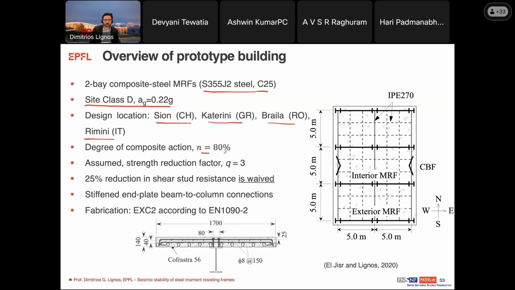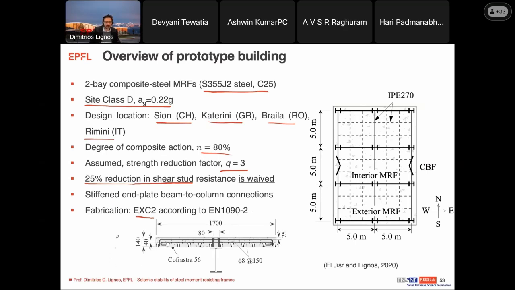The degree of composite action was 80%, not 100%. We assumed a strength reduction factor of 3. We waived the 25% reduction in the shear stud resistance because we wanted to see if this requirement is absolutely necessary. We used stiffened end plate beam-to-column connections, and the fabrication respected execution class 2 according to the European norm 1090-2, which is very typical in Europe.